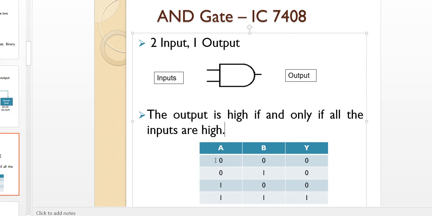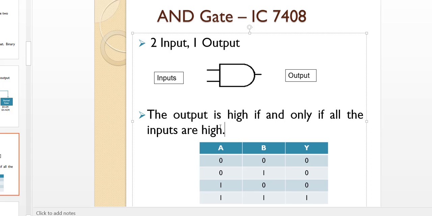And since this is digital, always here input and output will be in the form of digital only, that is in the form of binary, either 1 or 0. So for input 0 0, the output Y is 0. For input 0 1, the output Y is 0. For input 1 0, output Y is 0. For input 1 1, output Y is 1.